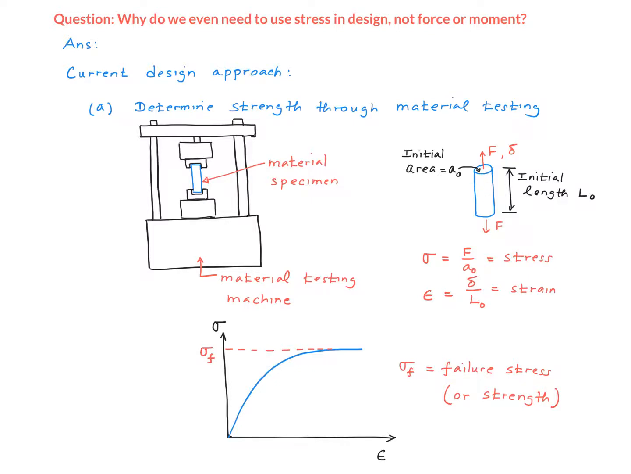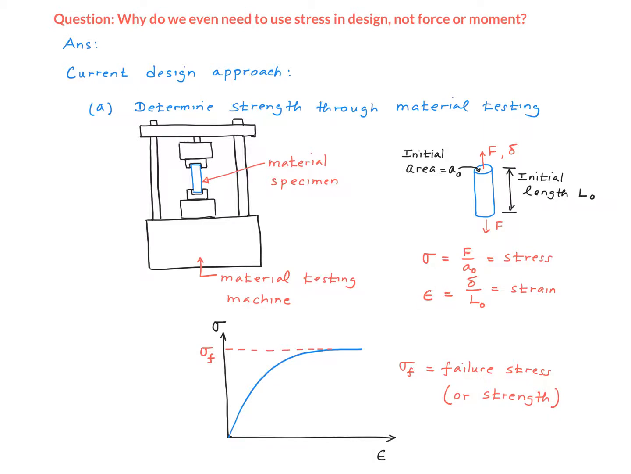Supposing we used a small cylindrical specimen like this and applied a tensile force F. And of course, these days, material testing machines are fully computerized. So as you keep increasing F from 0, the computer is going to keep track of the value of F and the corresponding elongation of the specimen. For each force value and elongation or displacement value delta, you calculate a stress, which obviously is the axial stress in that specimen, and the corresponding strain.